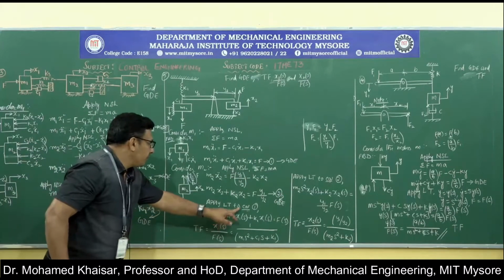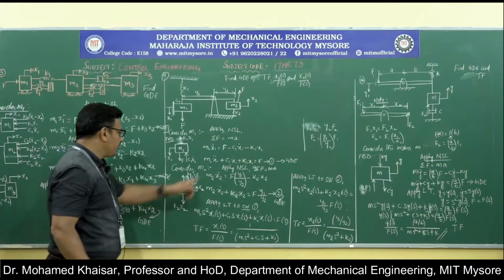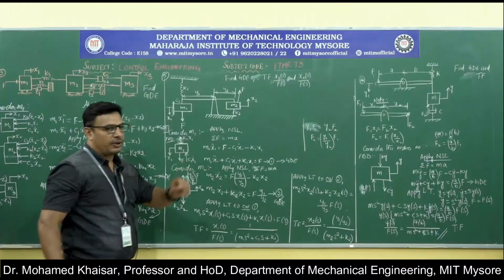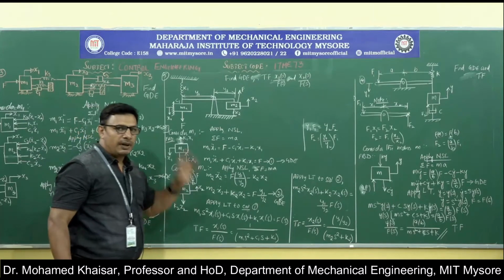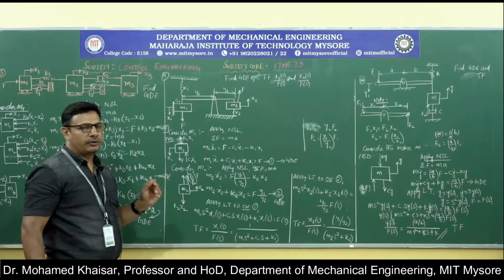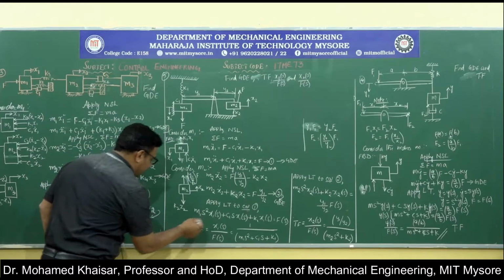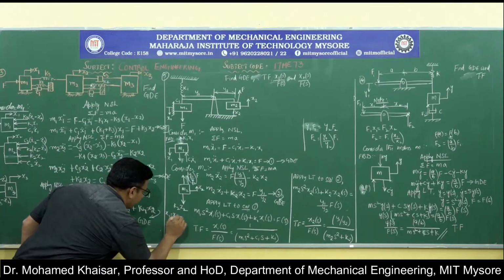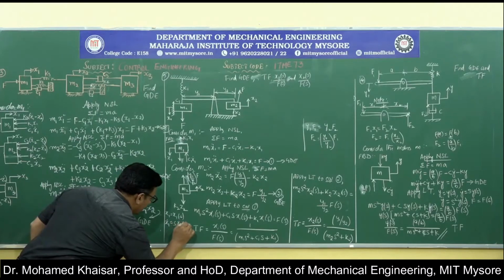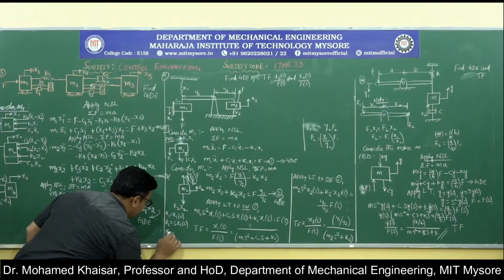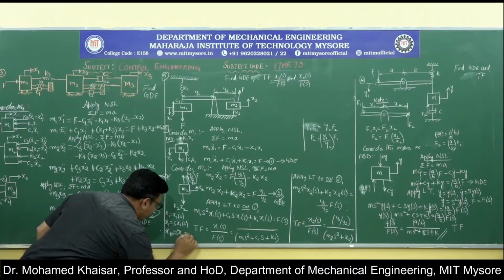Now, apply Laplace transformation to equation 1. When we apply Laplace transformation to equation 1, what happens is x1 will become x1 of s, x1 dot will become s into x1 of s, x1 double dot will become s square into x1 of s. So, when we apply Laplace transformation and then substitute the values, like I will write here, x1 is equal to x1 of s, x1 dot is equal to s into x1 of s, x1 double dot will be equal to s square into x1 of s.